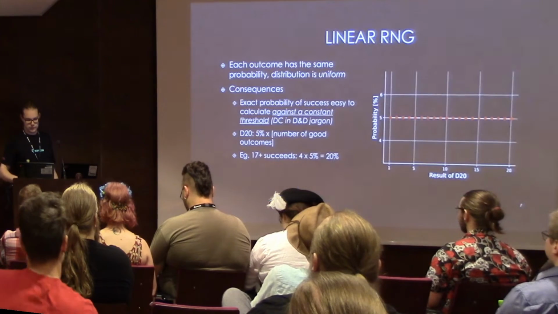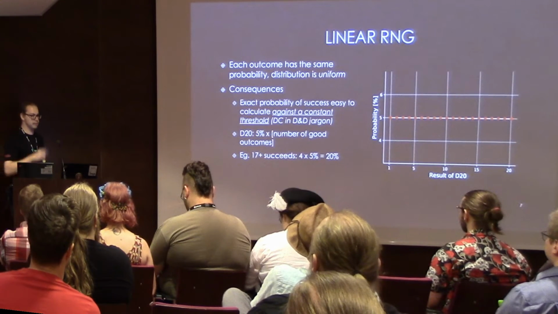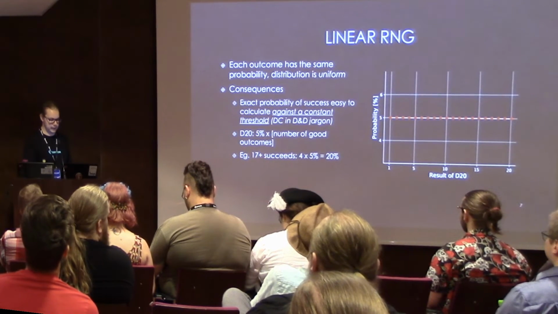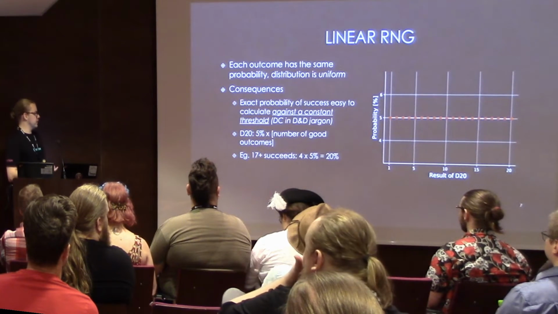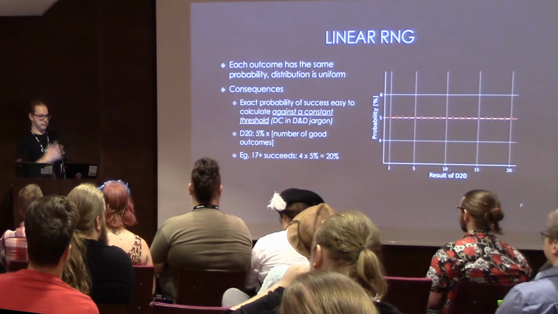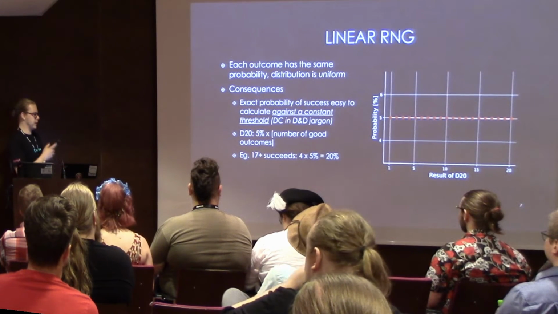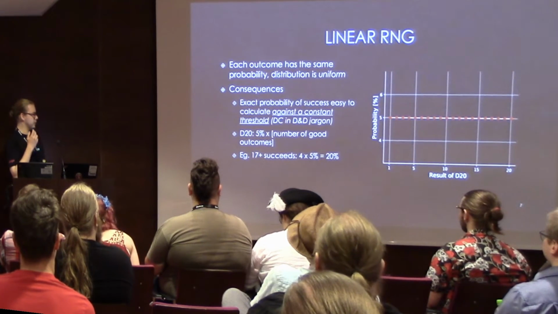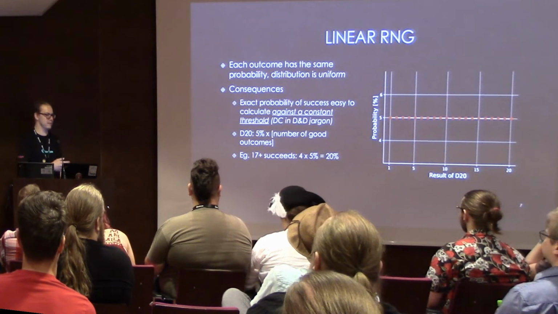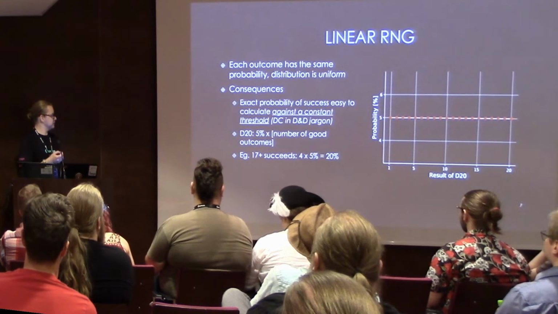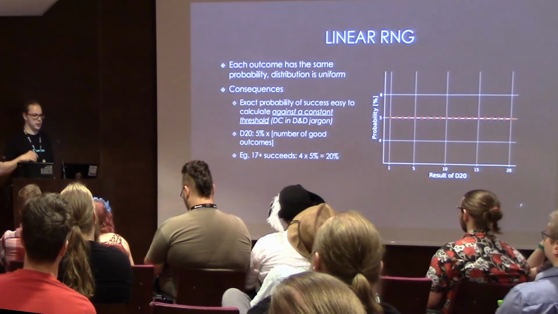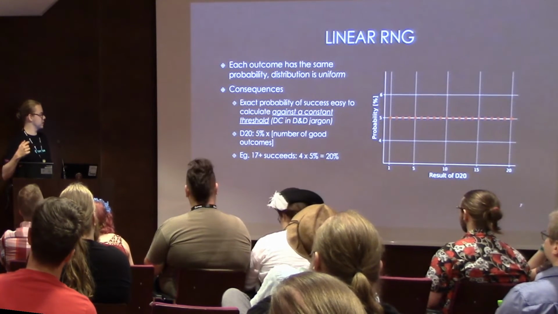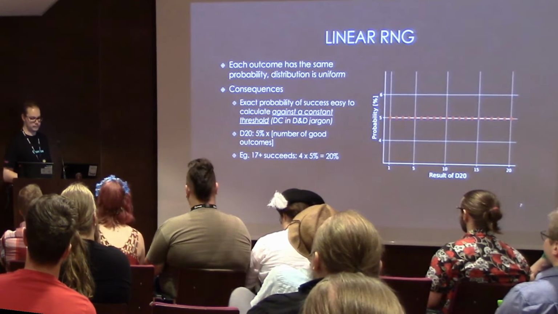So, let's start with the linear RNG. So, linear RNG, where we just roll a single die. And a very defining feature of a die, well, if we assume fair dice, which I hope all of you do, is that every single outcome has equal probability. Or in the jargon of probability calculation, this is called that the distribution is uniform.